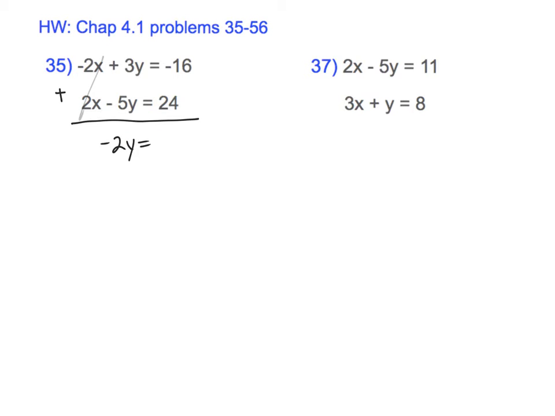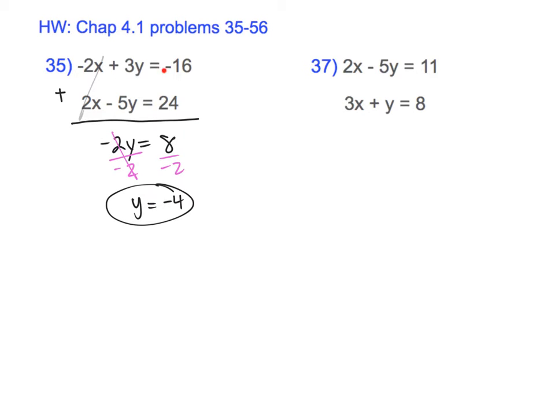Bring down the equal sign. -16 plus 24 gives me a +8. Notice that once I cancel out the x's, I'm just left with y. So this becomes so easy to solve for one variable. I divide both sides by -2, that cancels. My y is equal to -4. So I have my y. I need to find my x now.